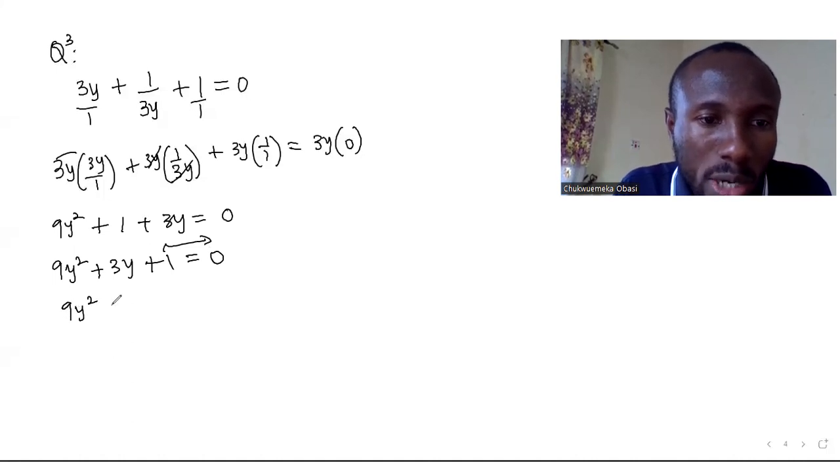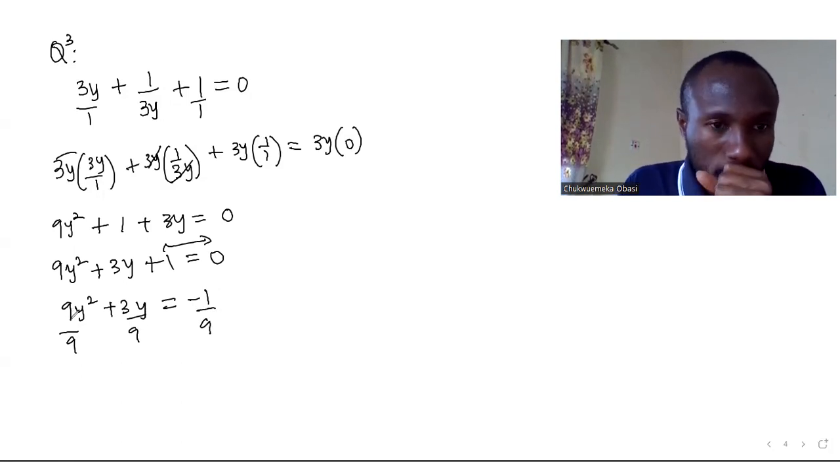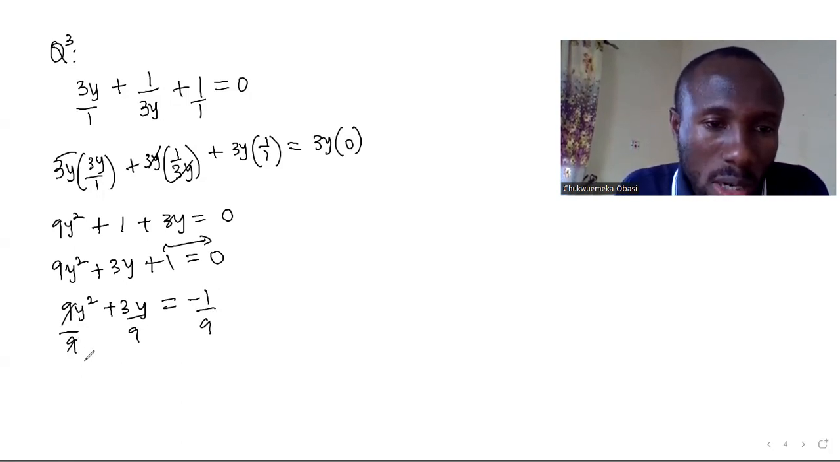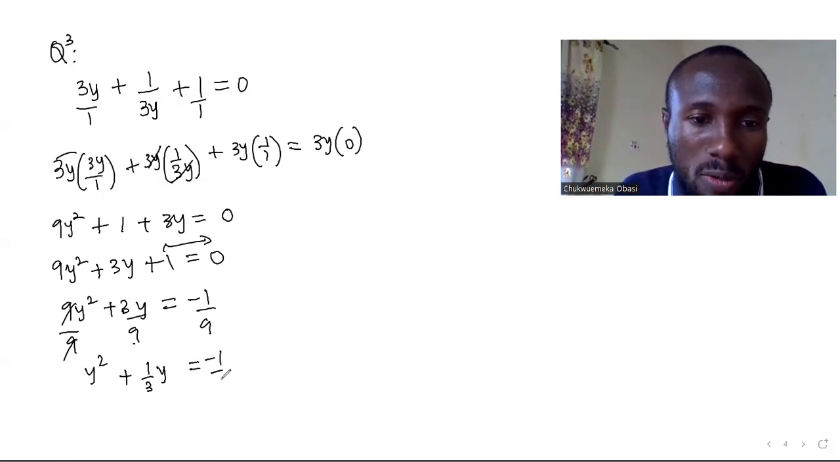So you have 9y squared plus 3y equal to minus 1. Divide everybody by 9. You understand? So you have divided by 9, divided by 9, like that. So these guys cancel out. So you have y squared plus 3 in 9 will give me 1 over 3. So I have 1 over 3 here, y, equal to minus 1 over 9.